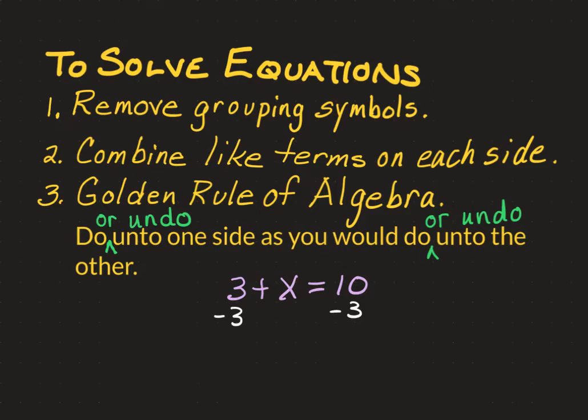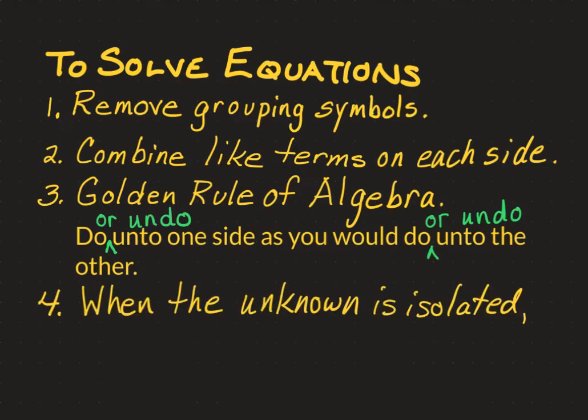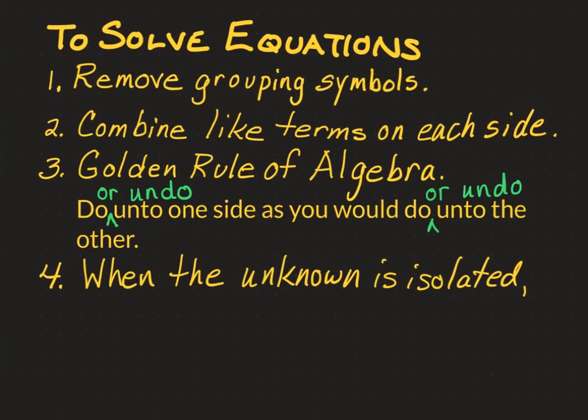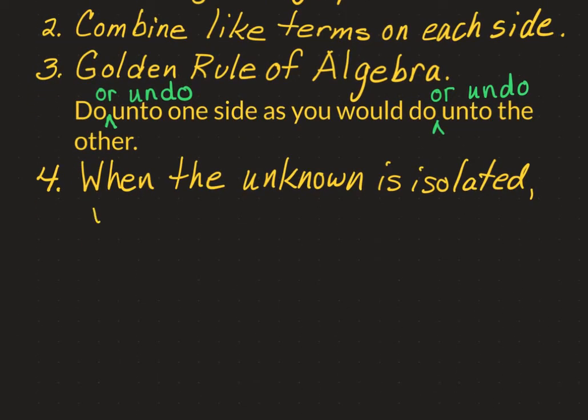And when you do that, subtracting 3 from both sides, because that's the golden rule, do unto one side as you would do unto the other, you're going to get x equals 7. Yes, 3 plus 7 equals 10. It checks. So how do you know when you're finished? Well, when the unknown is isolated, you're done. You are finished.